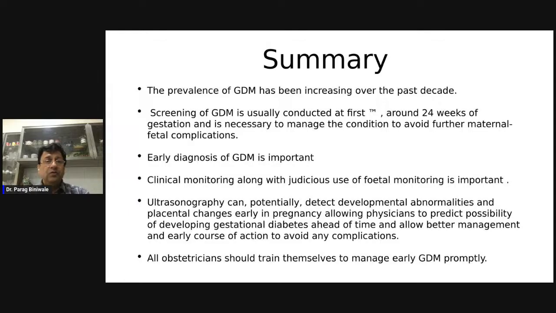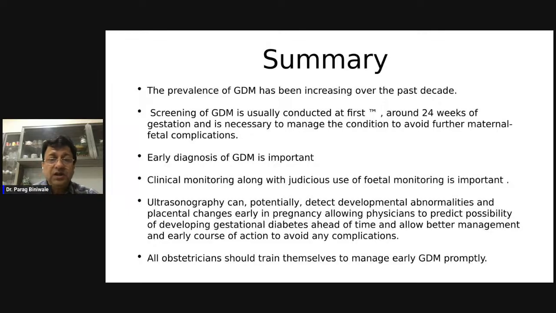confinement. So to conclude, the prevalence of gestational diabetes has been increasing over the past decade. Screening of gestational diabetes is usually conducted in the first trimester, then at around 24 weeks of gestation, and it is necessary to manage the condition to avoid further maternal and fetal complications. So, early diagnosis of GDM is a must. Clinical monitoring, along with judicious use of fetal monitoring, is important.